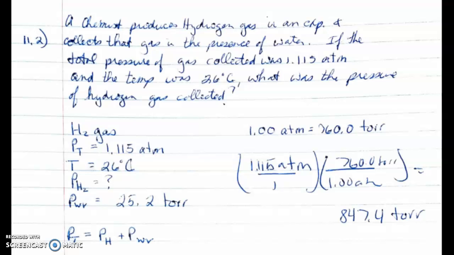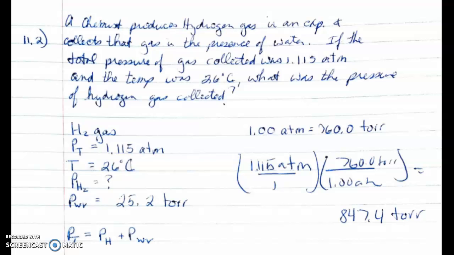Now, this type of problem requires you to remember a couple of things. The first is that the total pressure is equal to the sum of all of the gases that are present in that mixture. That's part of Dalton's law, that the sum of the partial pressures of each gas, doesn't matter what gas they are, equals the total pressure that that gas mixture exerts.